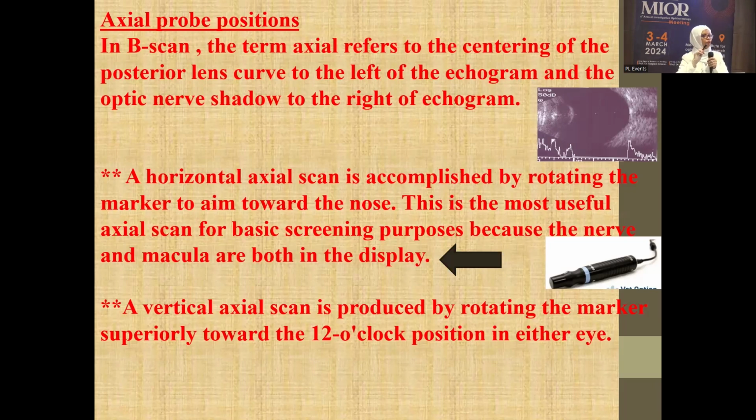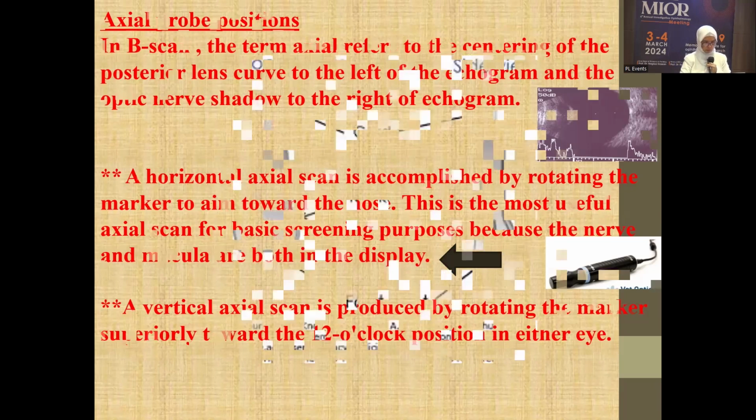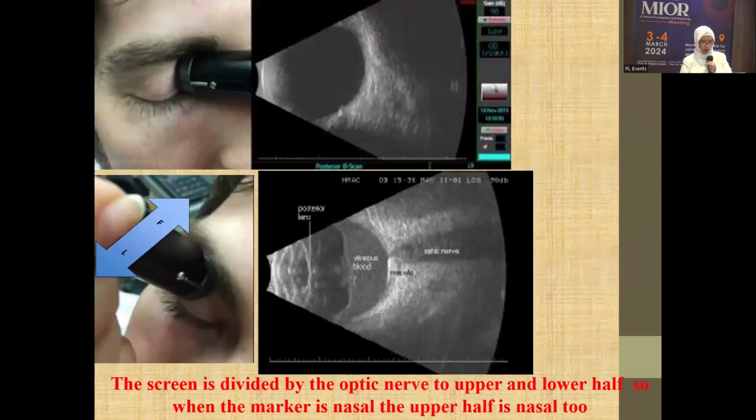That's why if you want to know about the macula and there is an opacity in the media and there is any tumor approaching the macula and you are afraid how you are going to approach it in an opacity media, you will do the sonar, taking it axial and nasal, so the upper half will be nasal and the macula will be down. Okay?